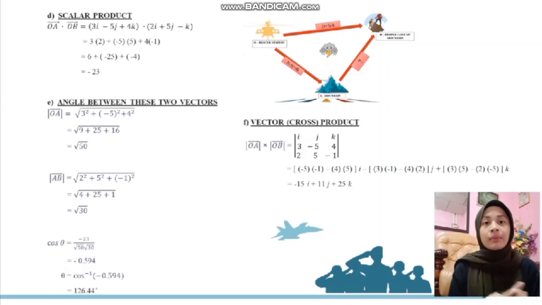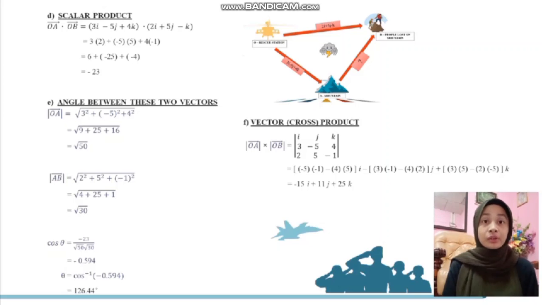Okey, saya akan tunjukkan cara bagaimana untuk mengira angle between two vector. Magnitude OA equal square root 3 square tambah -5 square tambah 4 square equal square root 9 tambah 25 tambah 16 equal square root 50. Magnitude OB equal square root 2 square tambah 5 square tambah -1 square equal square root 4 tambah 25 tambah 1 equal square root 30. Cos theta equal -23 over square root 50 square root 30 equal -0.594 equal 126.44 degree.